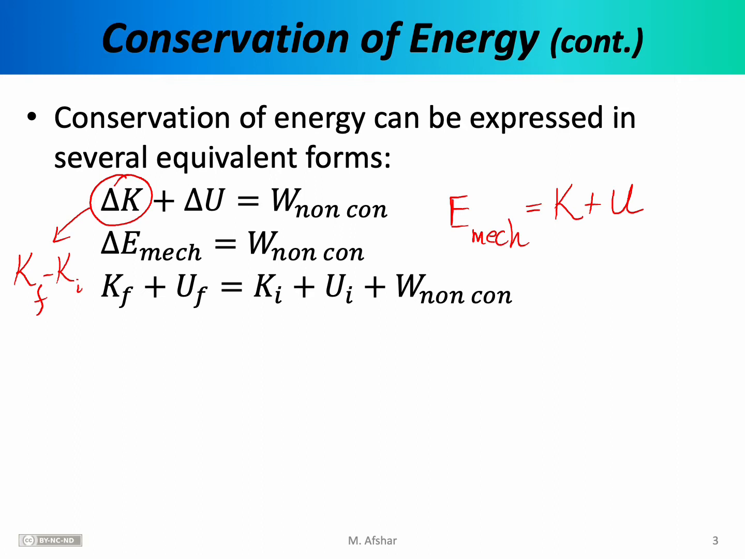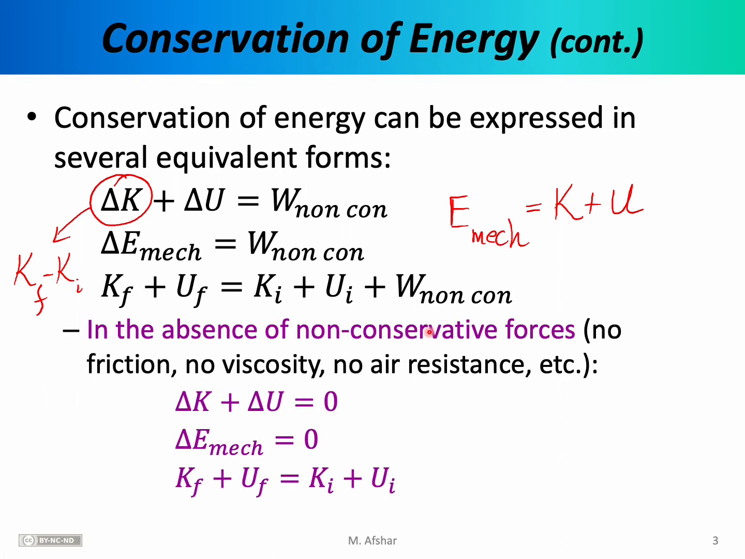If you bring all of the initials to the right side of the equation, you will see that the final kinetic energy plus the final potential energy must be equal to the initial kinetic energy plus the initial potential energy, plus any work that is done by the non-conservative forces like friction or drag.